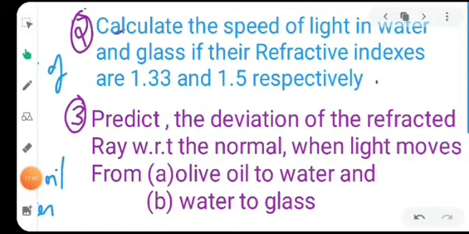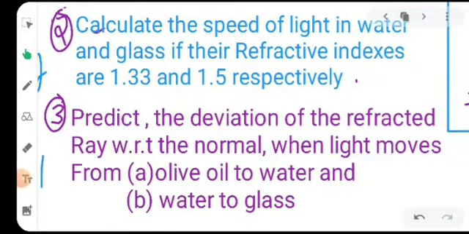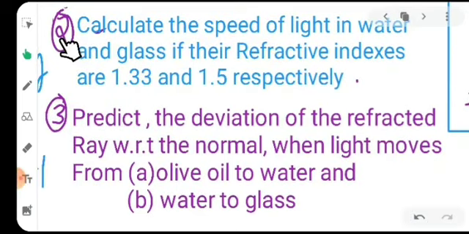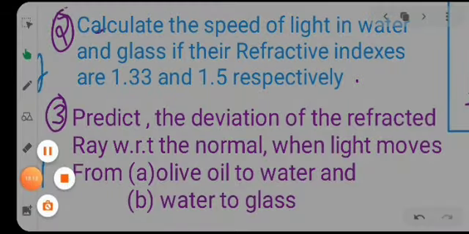Now we have two more questions over here. Let me adjust it properly so that you can see. Question 2 says, calculate the speed of light in water and glass if their refractive indexes are 1.33 and 1.5 respectively. I'll go on to the third question later. Let me do this first. If you want, you can go ahead and attempt this, or if you want me to do it, just wait.